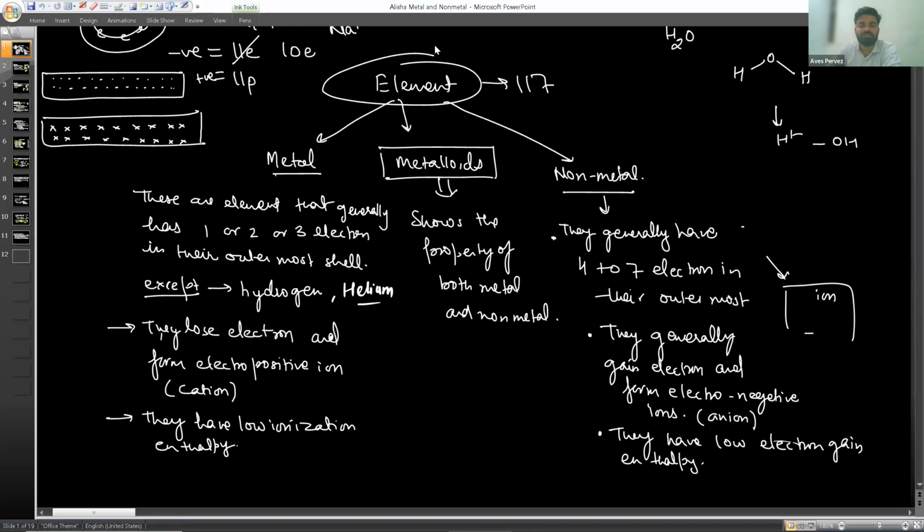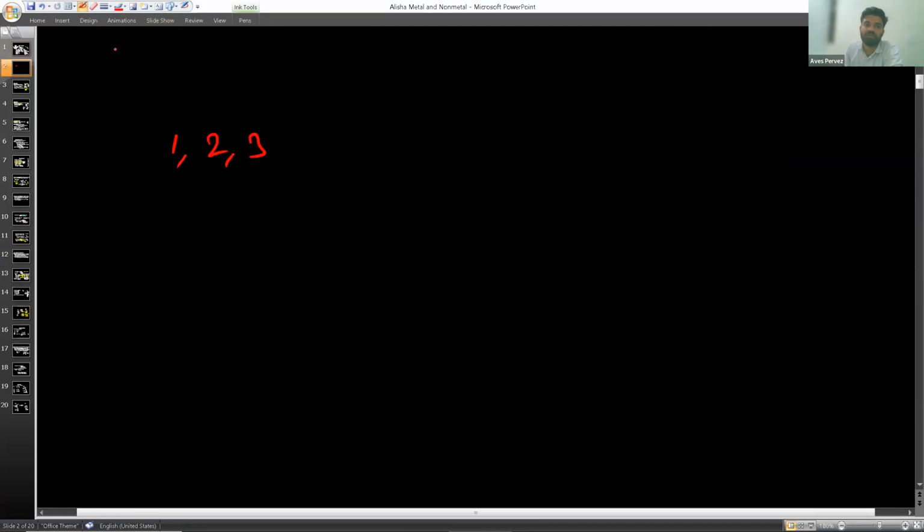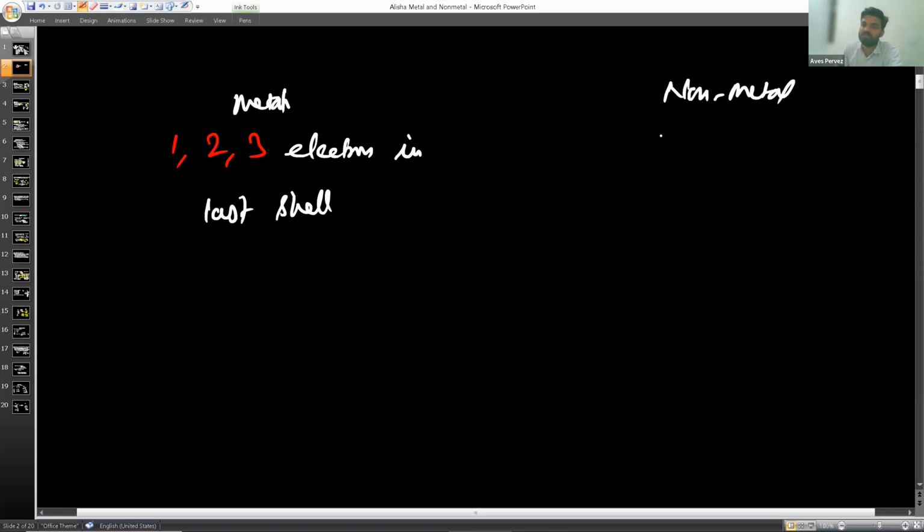If I ask you what are metals? Elements we have divided into three categories: one is metals, another is metalloids, and the third is non-metals. Metals are generally those elements that have one, two, or three electrons in their outermost shell, or valence shell. While non-metals are those that have four, five, six, or seven electrons in their outermost shell.